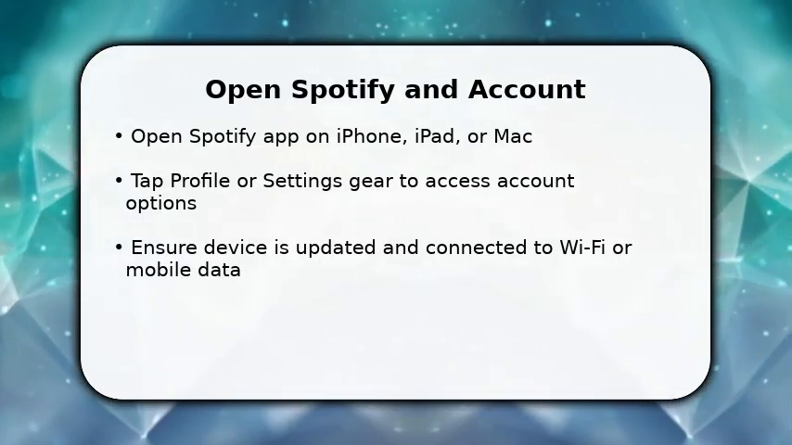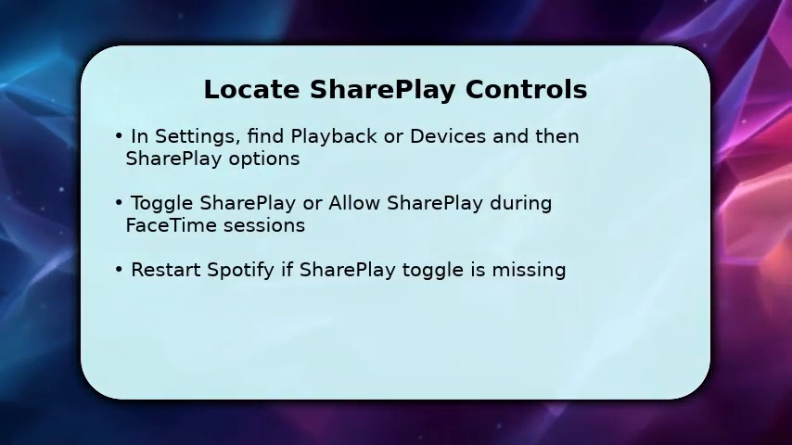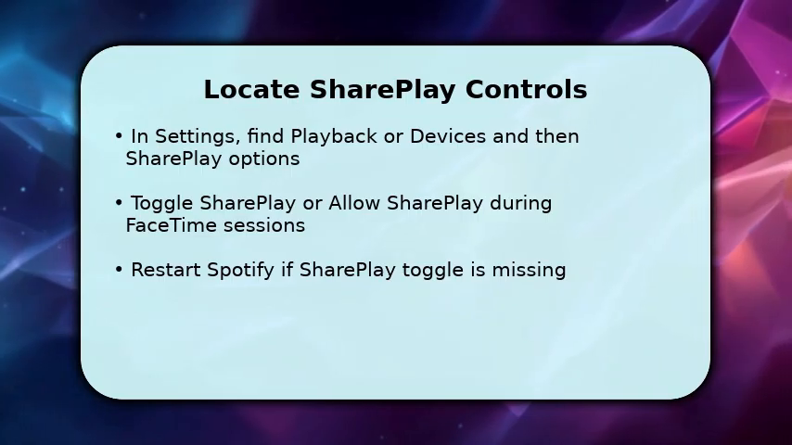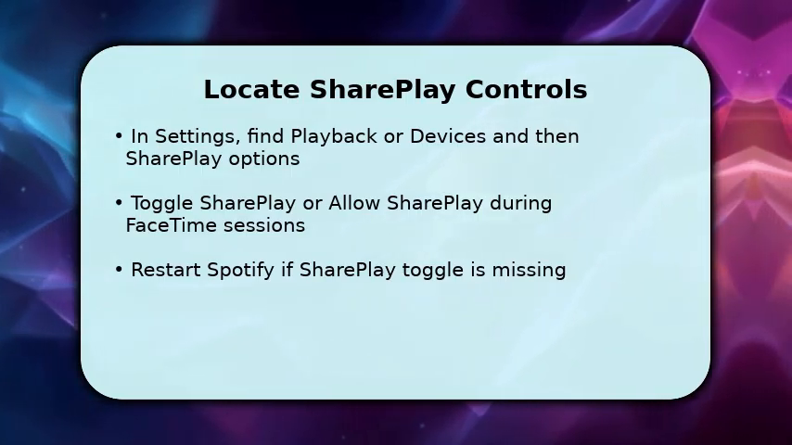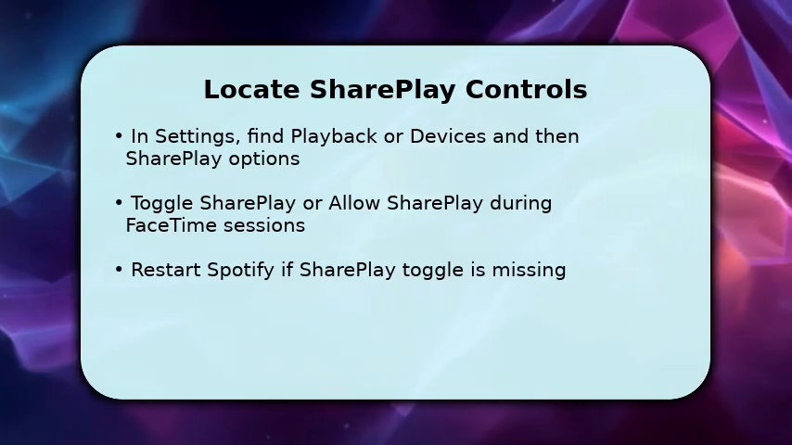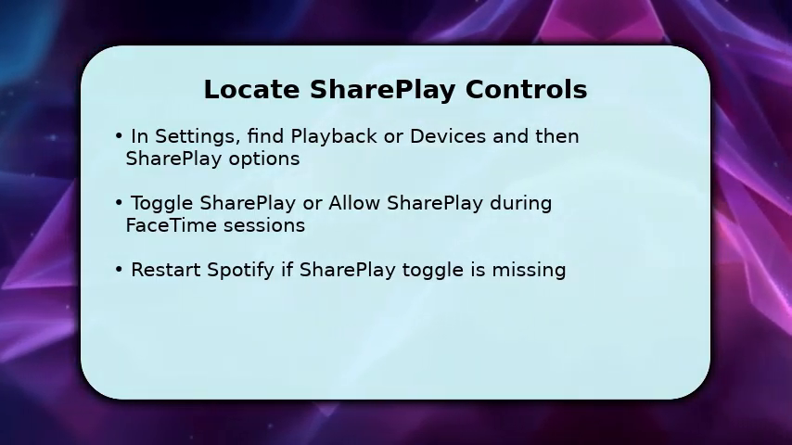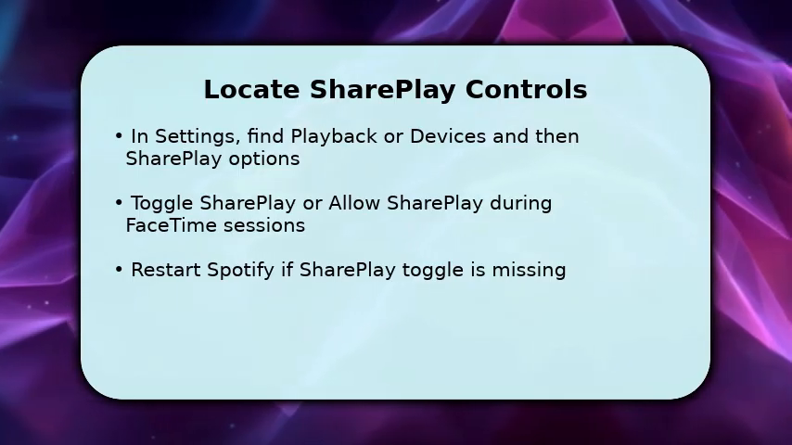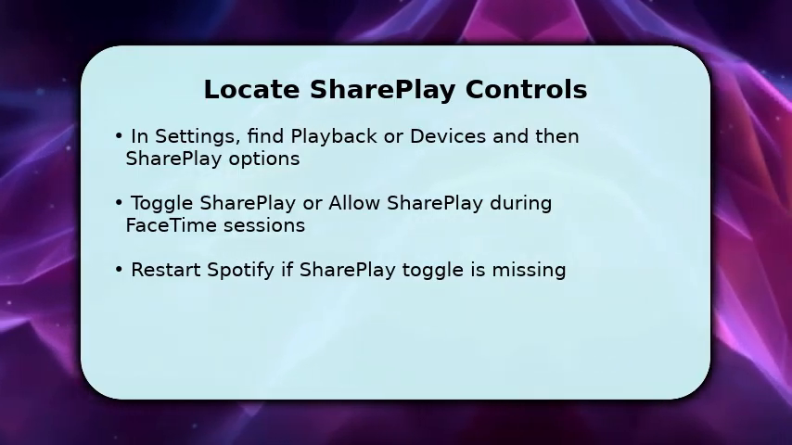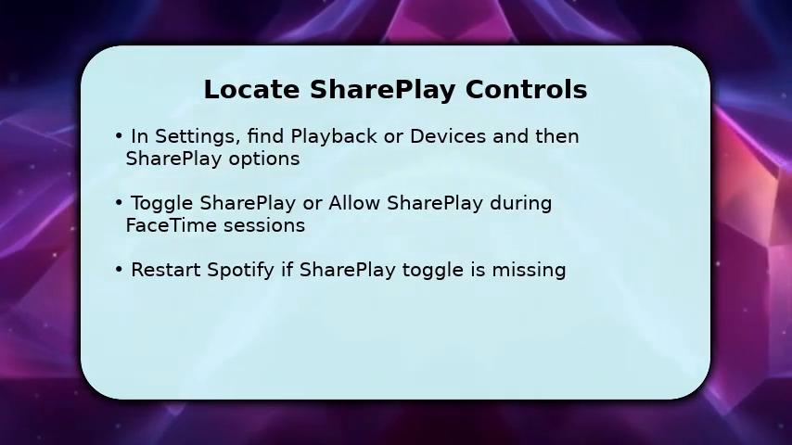You now look for playback or devices inside settings. That's where Shareplay appears. Once there, find the Shareplay or allow Shareplay during FaceTime sessions switch and tap to turn it off. This stops automatic shared listening. If you don't see it, make sure Spotify and iOS/macOS are updated, and then quit and reopen the app. You're changing a permission rather than deleting content, so the change takes effect immediately for future sessions.